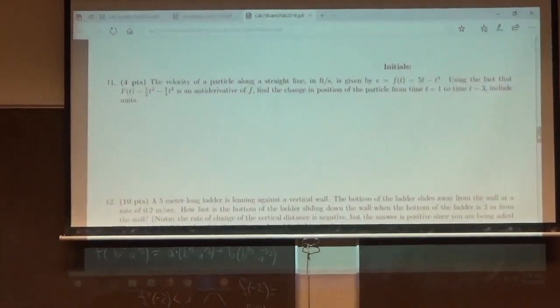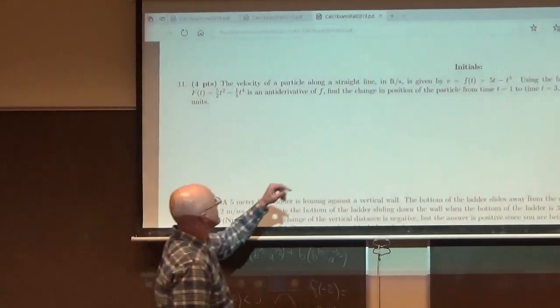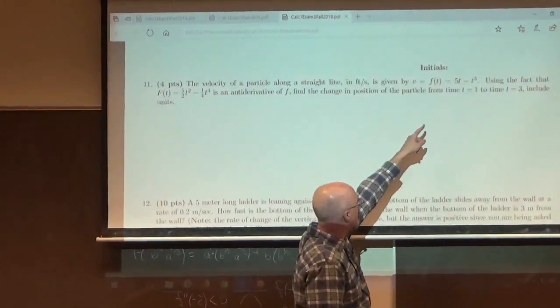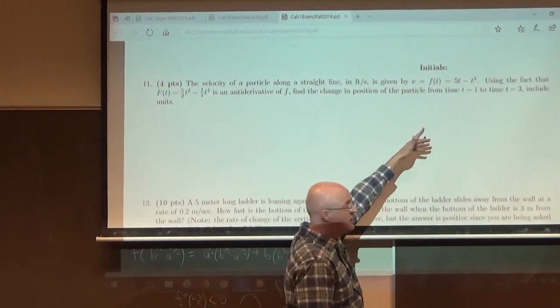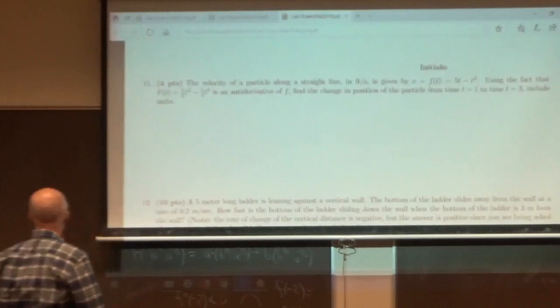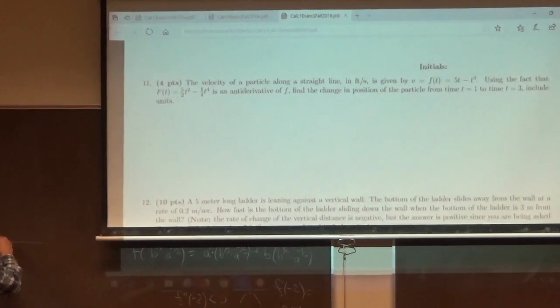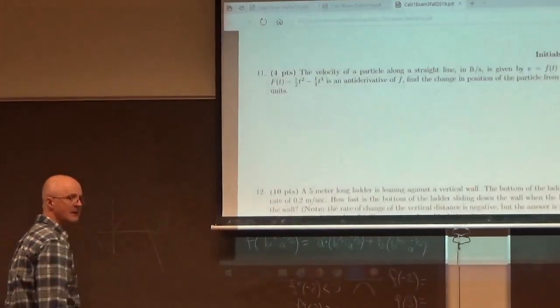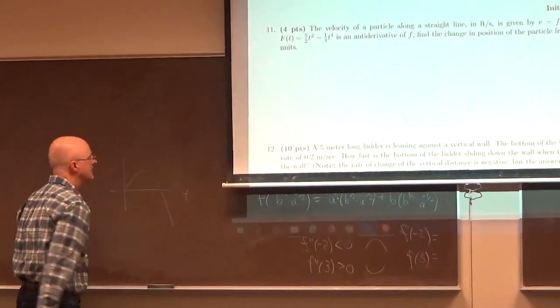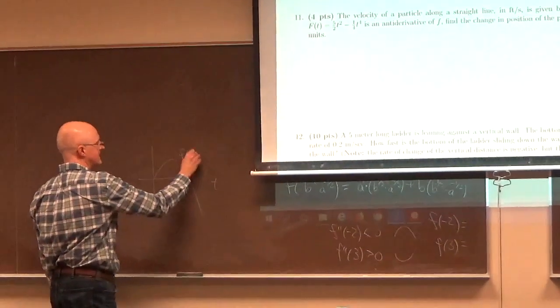You've got a function that represents a velocity. That function can be both positive and negative. If you graph it with your calculator, you get something that looks about like that. And t is positive. That's the little f of t. That's the velocity.